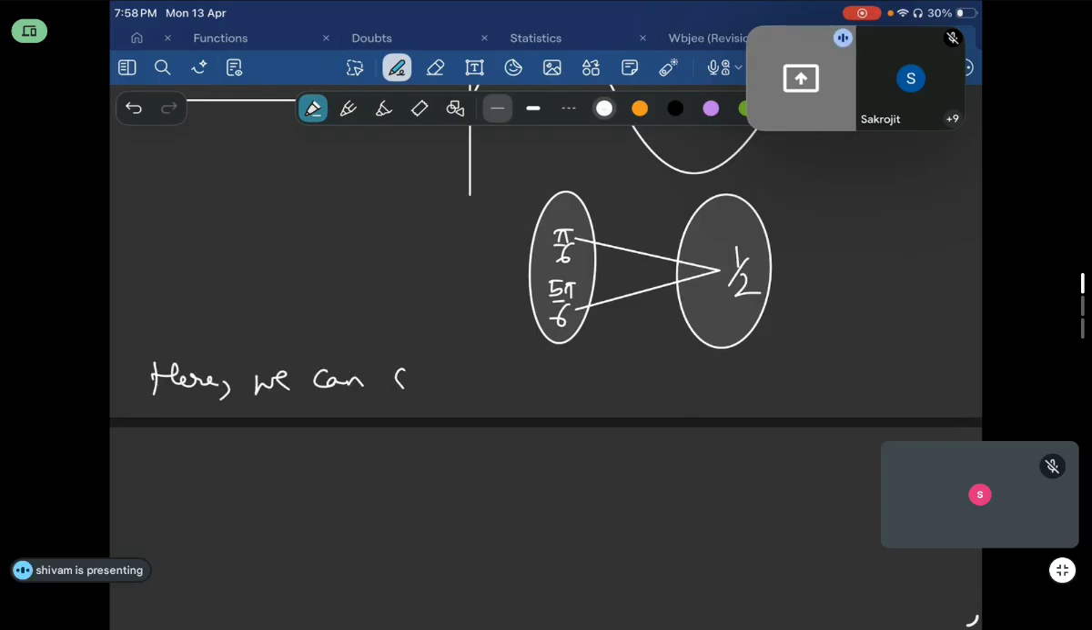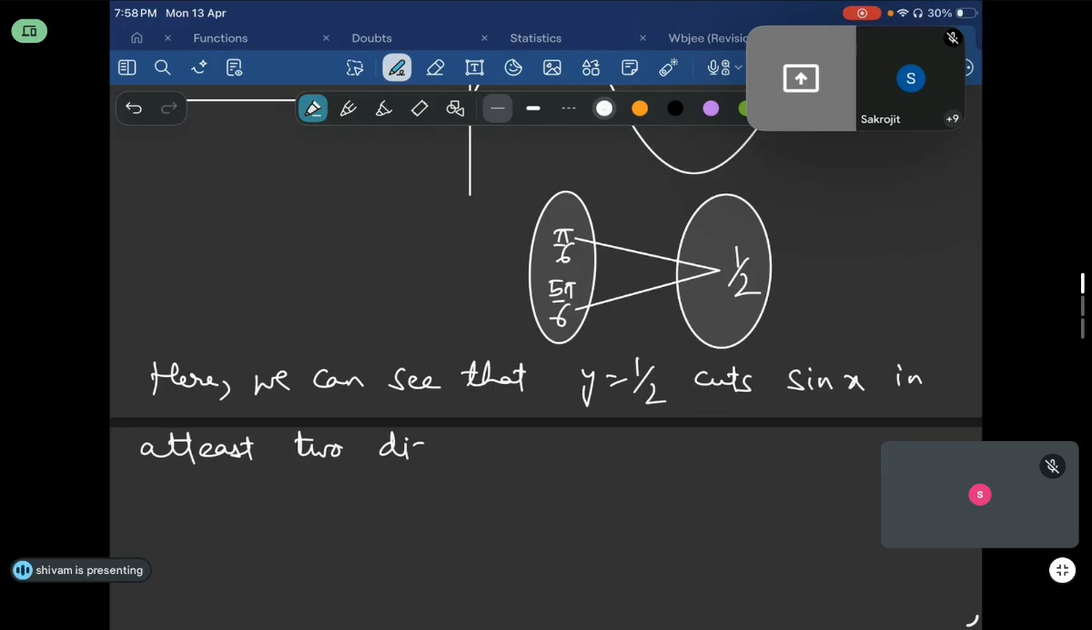Here we can see that y equal to half cuts sine x in at least two distinct points.